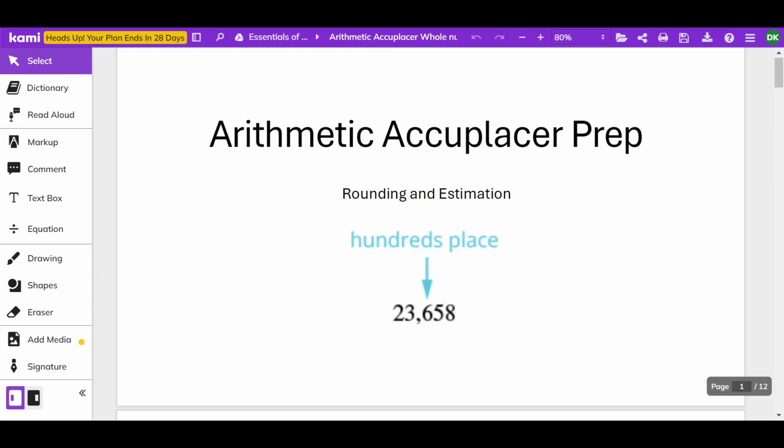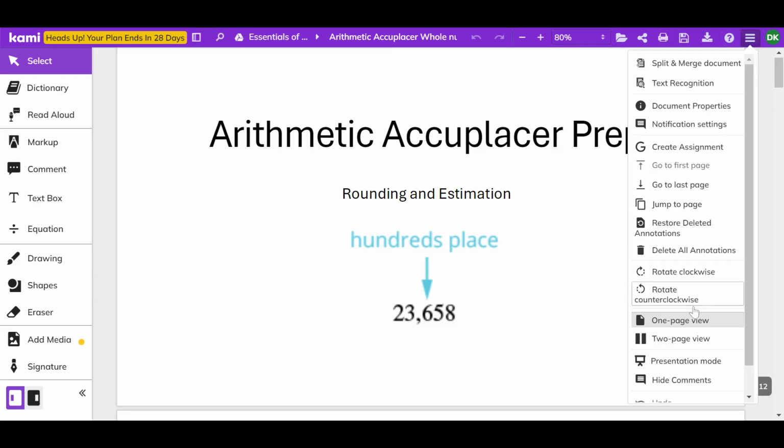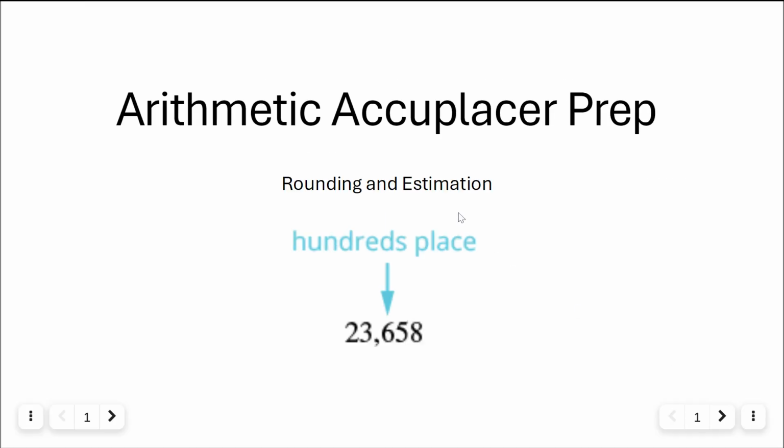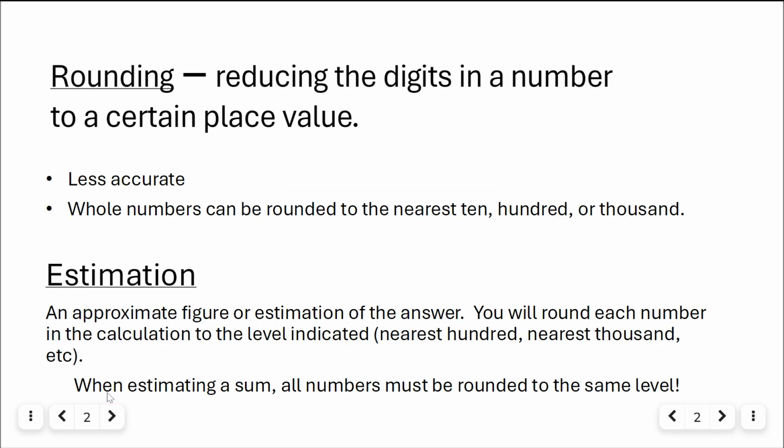Today we're going to be talking about rounding and estimation. One of our first lessons here, going back a long time ago, to remind everybody about rounding and estimation. So let's take a look. Let's go back and remember some of this stuff that we've talked about, or that you've talked about maybe a very long time ago. So rounding is reducing the digits in a number to a certain place value.